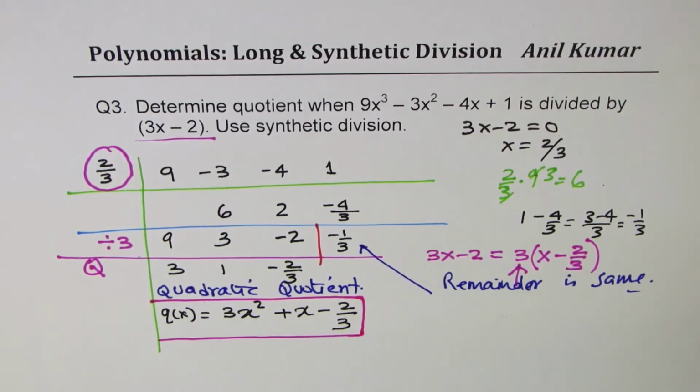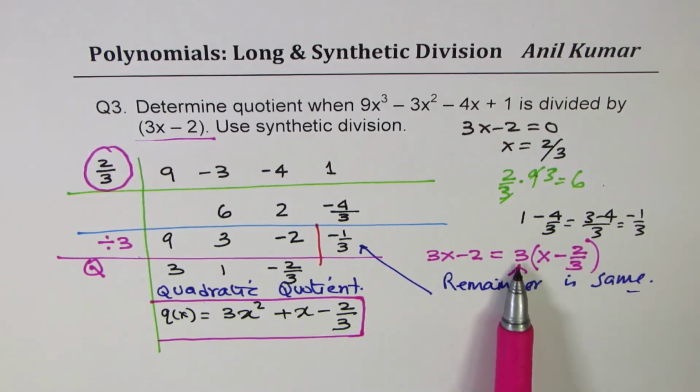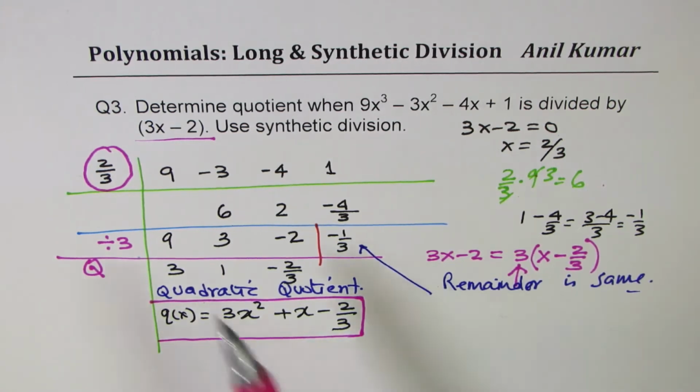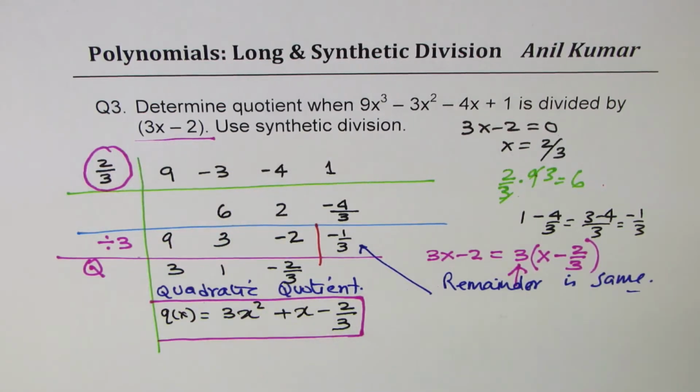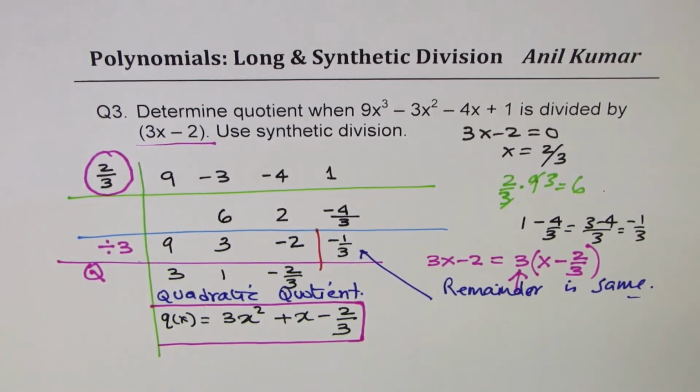Very important exercise. Now, look at it very carefully. We actually divided by the factor x minus 2 over 3. We did not divide by this 3, which you have done at the end. And that is how you do synthetic division when the divisor has a term like ax plus b, okay? So let's move on and take up question number 4 now.